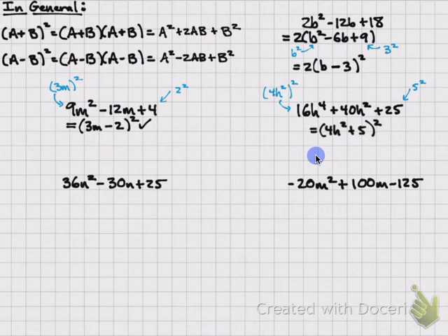Awesome. Okay, let's just confirm. If we square the first term, we get 16h to the 4th. If we square the last term, we get 25.